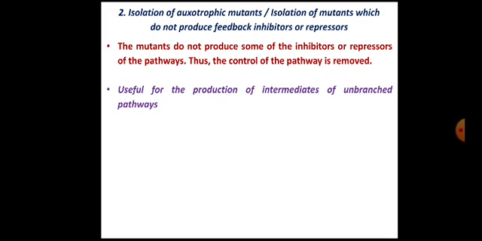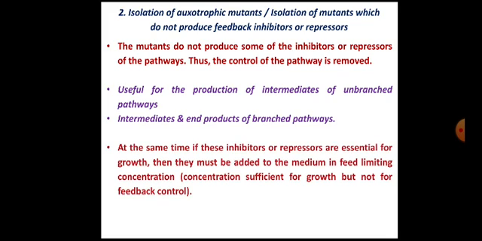Let us see how. This kind of modification, that is auxotrophic mutants, is useful for the production of intermediates of unbranched pathway. Production means overproduction. Second, auxotrophic mutants are useful for the overproduction of intermediates and end products of unbranched pathway. So you need to remember the difference between the first sentence and the second sentence.